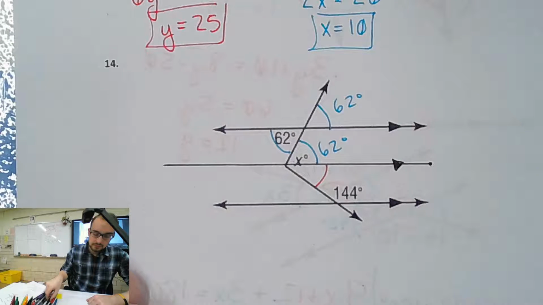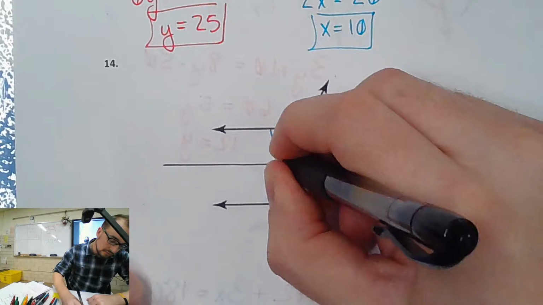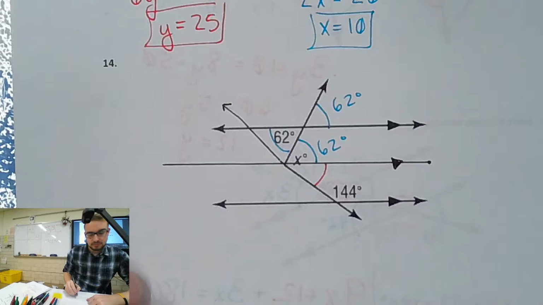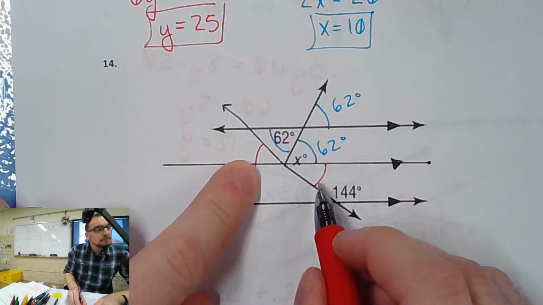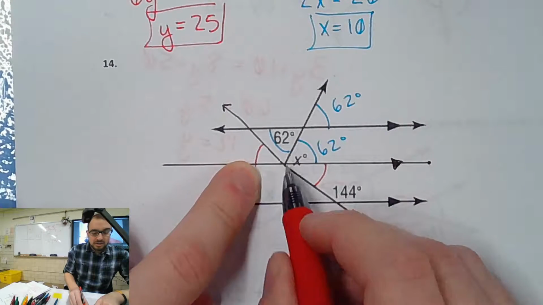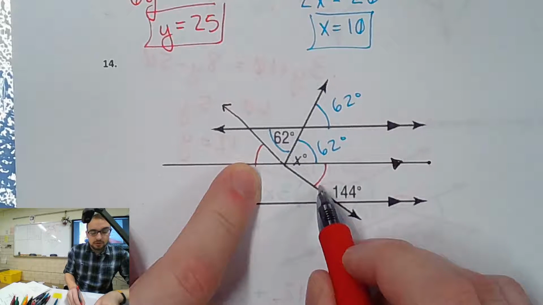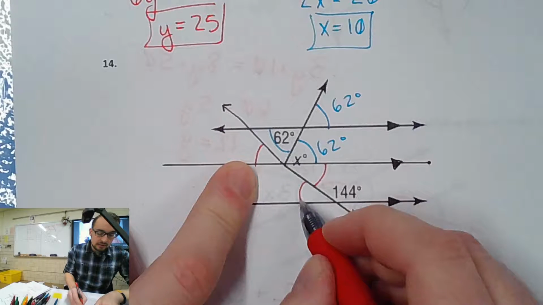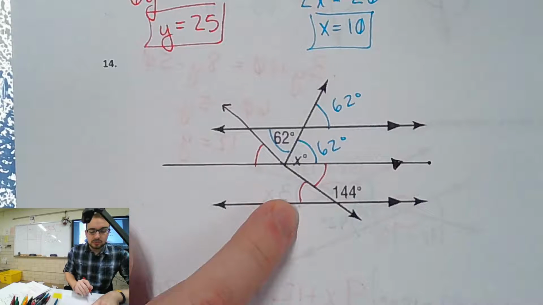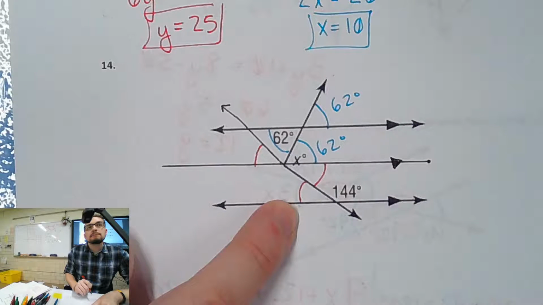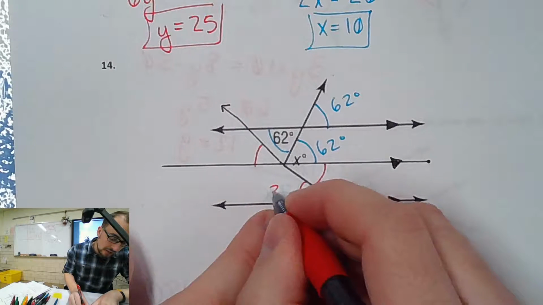Cool. Might help to extend this out. These two angles are vertical, aren't they? If I extend that out, so they're the same. This angle and this angle are the same angle by CAP. Yes, sir. How much is the red angle? It's 36. How'd you figure it out?